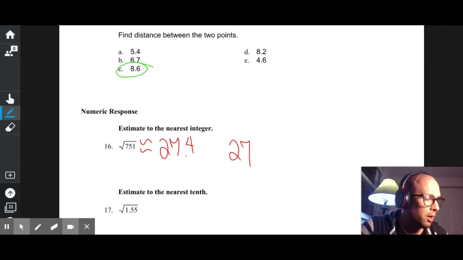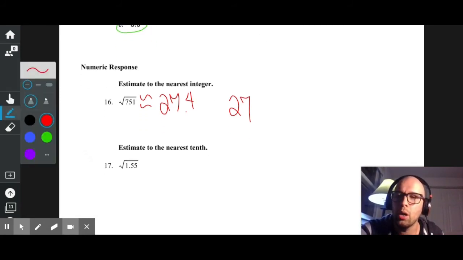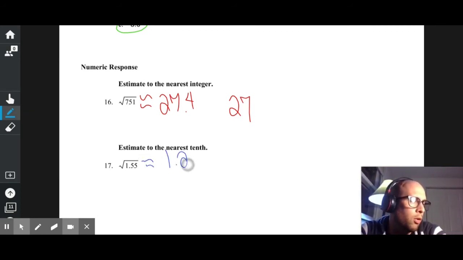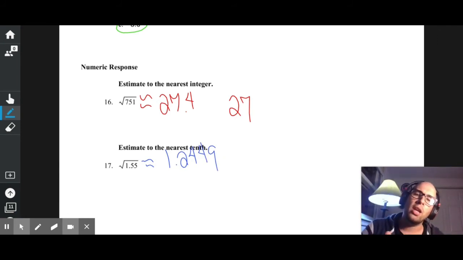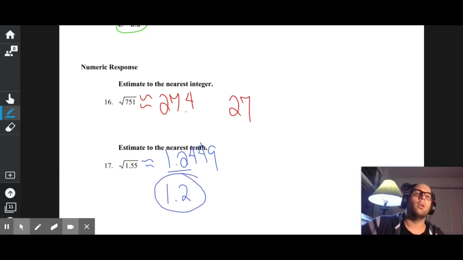Similarly, with the next one, I'm estimating it to the nearest tenth, which means 1 decimal. I don't know what the square root of 1.55 is, but I see here that it's 1.24. So if that's 1.24, and it's a bunch more. It's irrational, so it's going to be going on forever. 1.2449, and so on. The nearest tenth would make it 1.2 and keep it at 1.2. No 5 or above, give it a shove. 1.2. That's the end of that one.